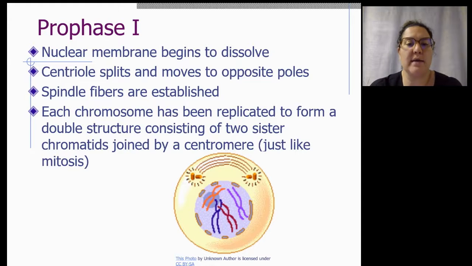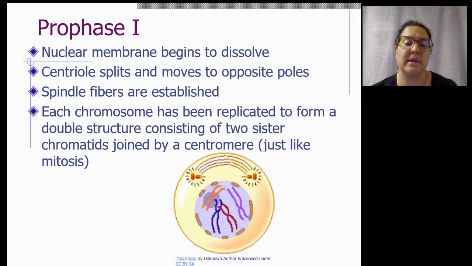So meiosis 1, that cell division is actually pretty similar to mitosis. It involves the 4 following phases: prophase 1, metaphase 1, anaphase 1, and telophase 1. So in prophase 1, that nuclear membrane begins to dissolve, the centrioles split and move to opposite poles, and spindle fibers are established. So here we can see in the diagram, we have our centrioles moving to the poles, but unlike the diagram that we had in mitosis, they're not exactly at the poles yet.